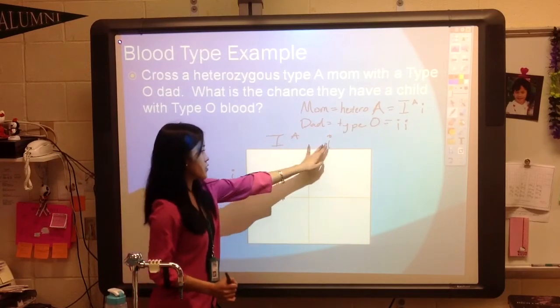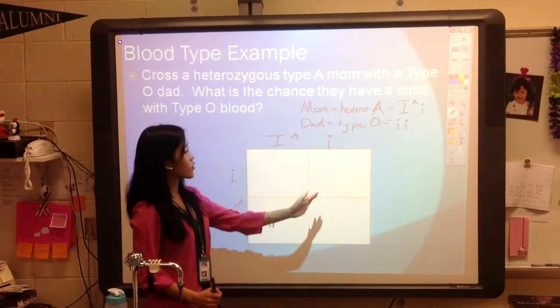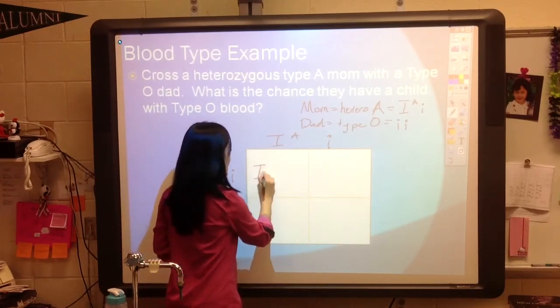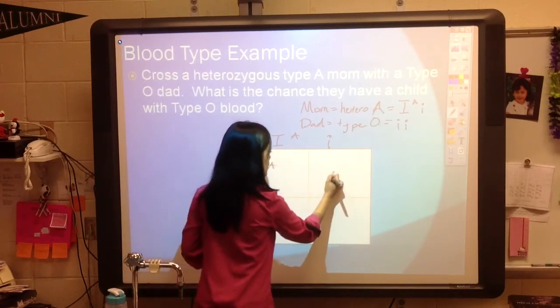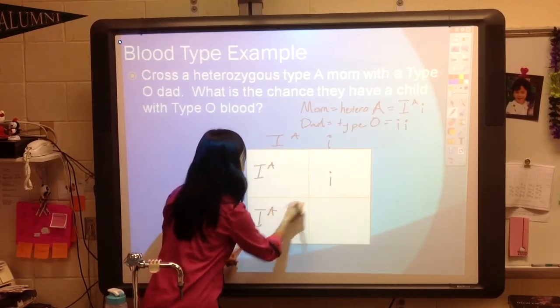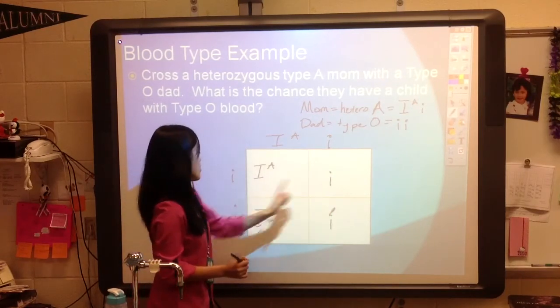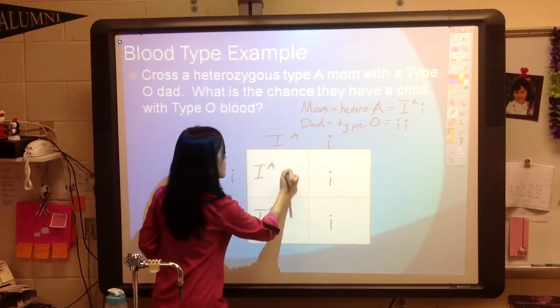Remember, you can start with either the top ones or the side ones. Bring them all the way down or all the way across. So I keep IA. Here's a little i. Bring it down to IA again. And my little i. And these little i's will go straight across.